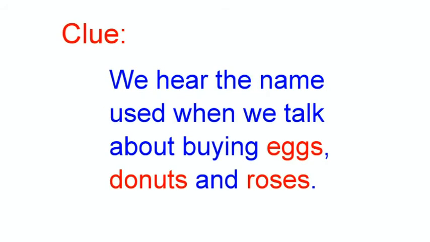But why would a number have a special name? It does seem a little odd, doesn't it? But there is another number that also has a special name, and you're familiar with it. Here's a clue. The number is associated with buying eggs, donuts, and roses. The word is dozen. Just like the word mole means a number, 6.022 times 10 to the 23rd, the word dozen also means a number, and the number is 12.